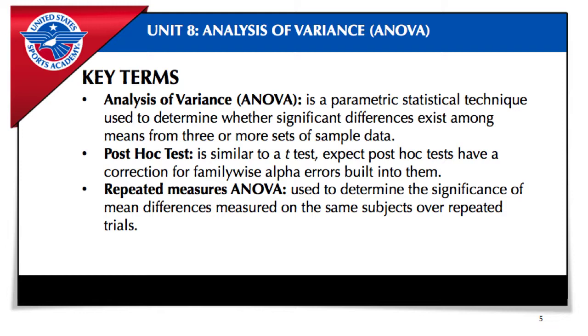A post hoc test is similar to a t-test, except post hoc tests have a correction for family-wise alpha errors built into them. 2 of the most commonly used post hoc tests are Scheffe's confidence interval and Tukey's honestly significant difference. One of the most commonly used tests in kinesiology is the repeated measures ANOVA. It is used to determine the significance of mean differences measured on the same subjects over repeated trials.